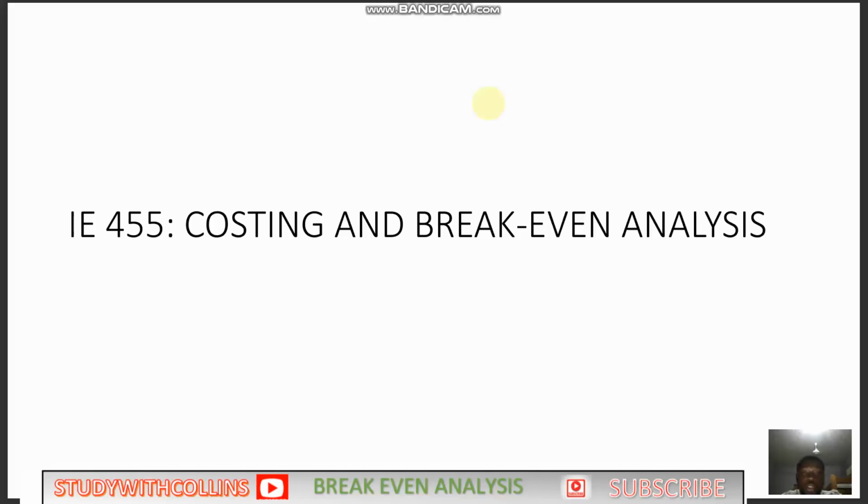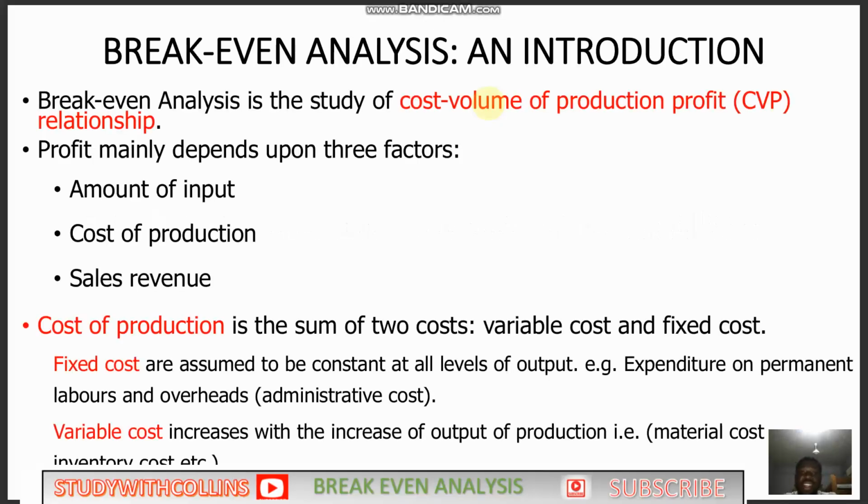Today, our video will be focusing on IE 455, and that is costing and break-even analysis. What is break-even analysis? Break-even analysis is the study of the cost, volume of production, and profit relationship, and we normally abbreviate this as CVP. Break-even helps to determine the point at which the total revenue equals the total cost. That is where there is no profit and no loss, and that is break-even analysis.